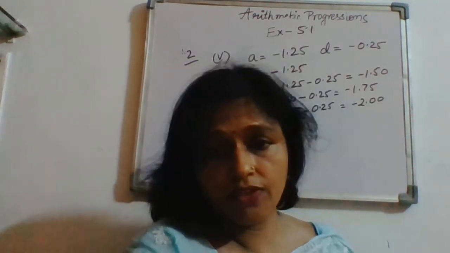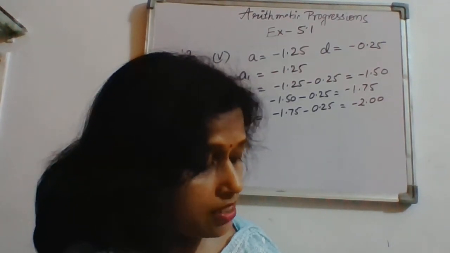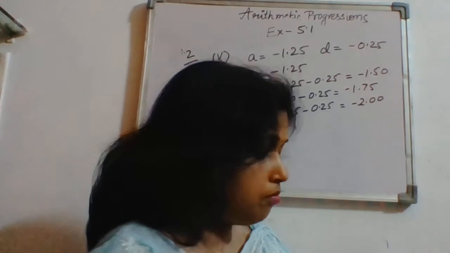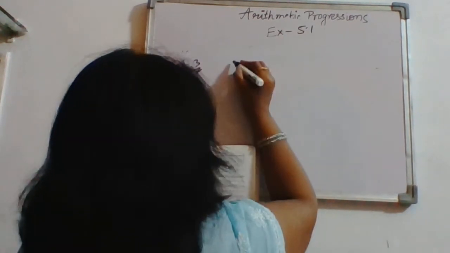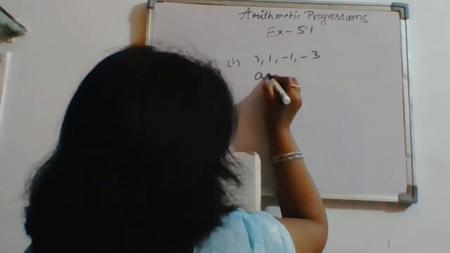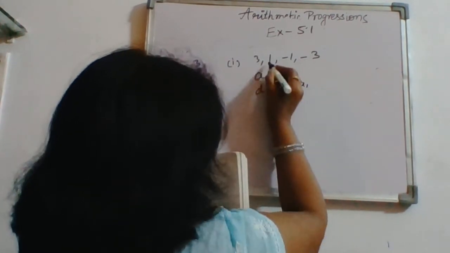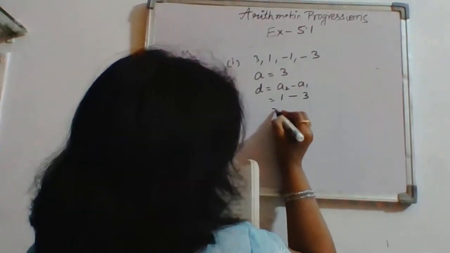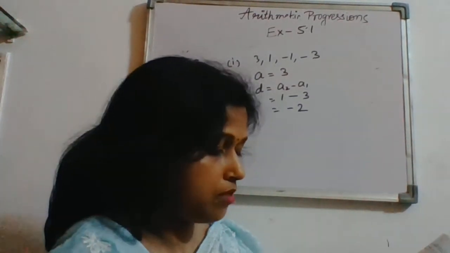And now see question number 3. For the following APs, write the first term and the common difference. Okay, the list of numbers is given to us and they are asking just to write the first term and the common difference. The first part is 3, 1, minus 1, minus 3. So the first term is 3. Common difference will be A2 minus A1, that is the second term, 1 minus 3. 1 minus 3 will be minus 2. Okay, so here the common difference is minus 2 and the first term is 3.